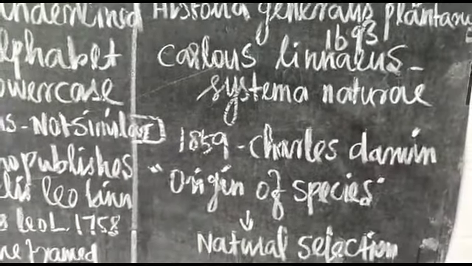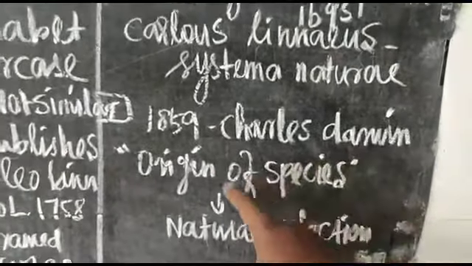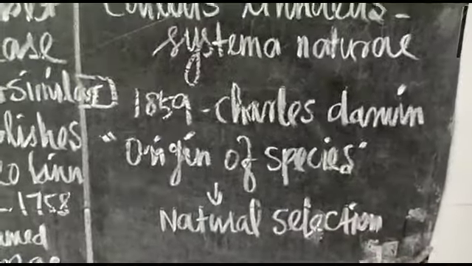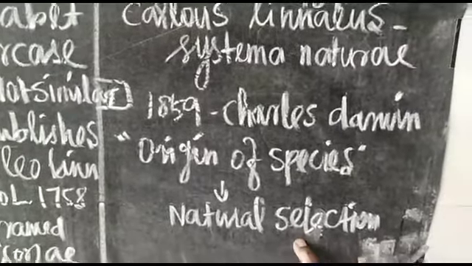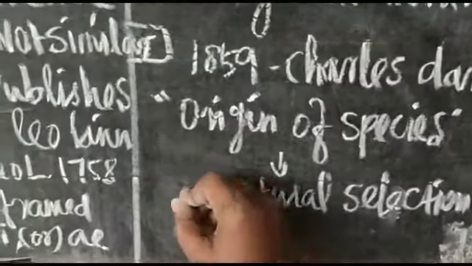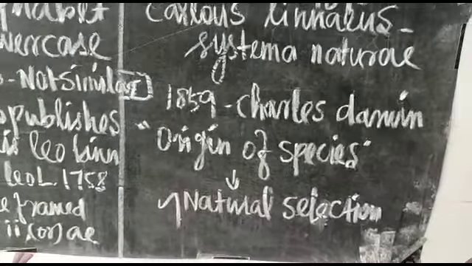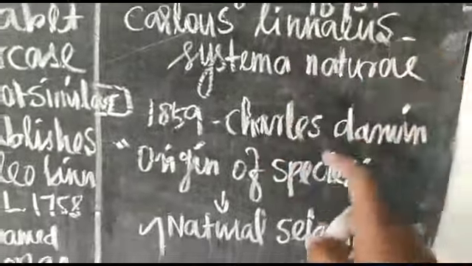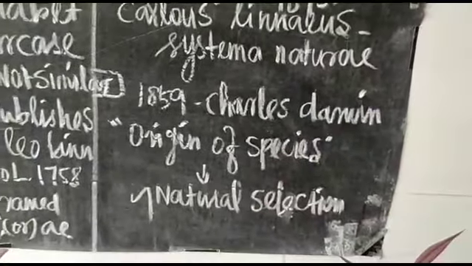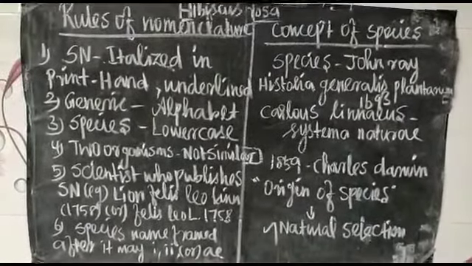In 1859, Charles Darwin, in his book Origin of Species, explained the evolutionary connections of species by the process of natural selection. It's very important, a one-mark question. So these are the concepts of species. John Ray, Carolus Linnaeus and Charles Darwin were involved in the species concept. Okay, it's clear. Thank you.